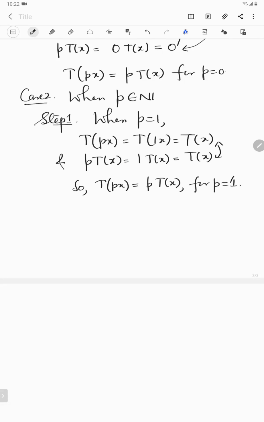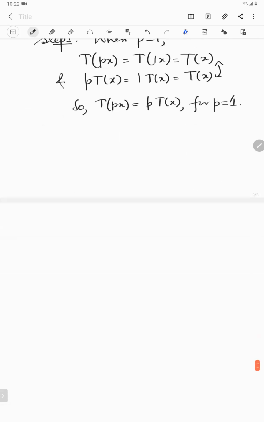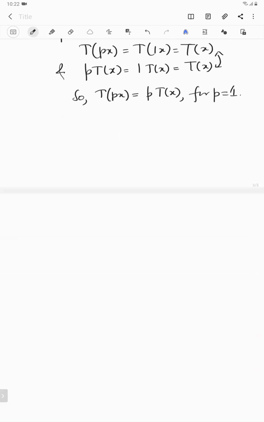Now in the second step, there is nothing much to do, basically that is the assumption step. We assume that the result is true for some fixed positive integer. Let us assume that the result is true for p equal to k. Step second, suppose the result is true for p equal to k, that is t of kx is k of tx, where k is a positive integer.